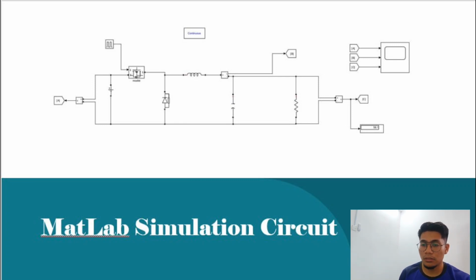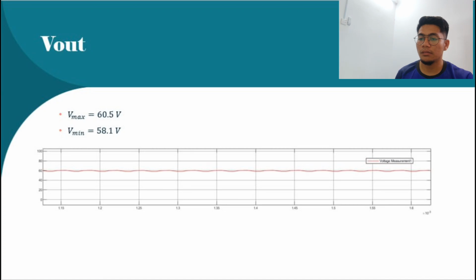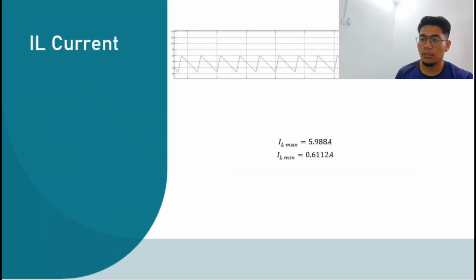So this is the circuit of the buck converter in Simulink. Vin, we get 340 volt. The Vout max is 60.5 volt and the Vout min is 58.1 volt. For the inductance current, IL max we get 5.988 ampere and IL min we get 0.6112 ampere.